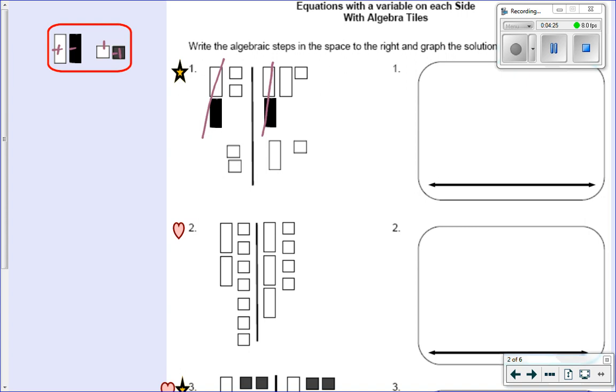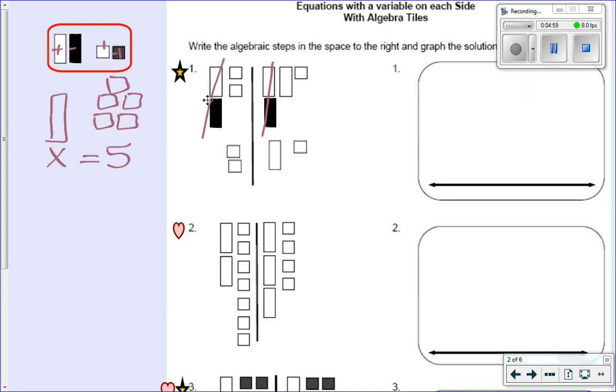We're trying to combine all of our variables. We want one variable. We want 1x equals a number, right? And so our variable is our rectangle, and these are our squares. What you do to one side, you have to do to the other side to keep it balanced. What's next? How can we get a rectangle by itself?